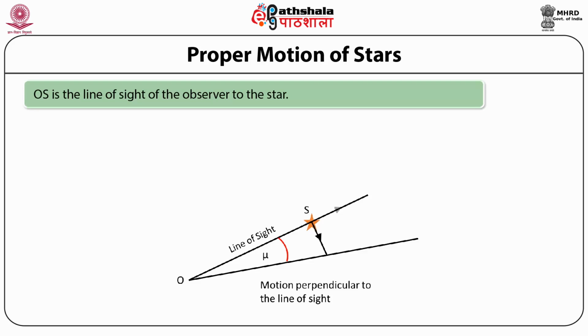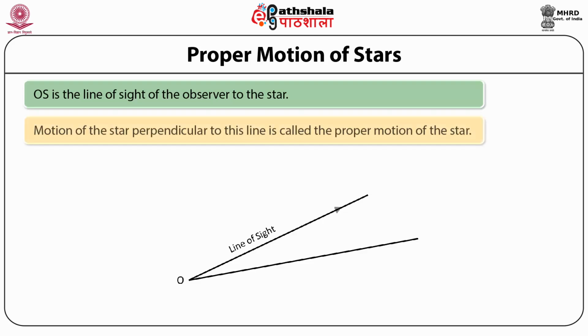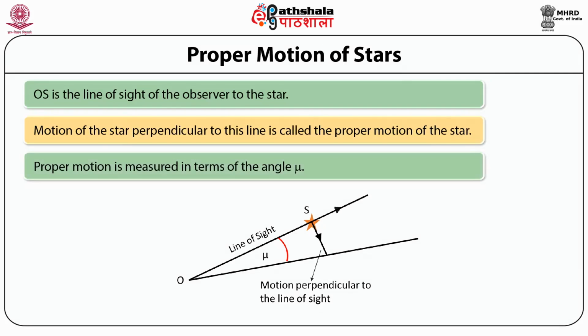It has some velocity. The velocity vector of a star can be broken down into two components. One component is in the direction of the line of sight. This is called the radial motion of the star. The other component, which is perpendicular to the line of sight, is called the proper motion of the star. The proper motion of the star in this picture is denoted by the Greek letter mu. Proper motion is measured in terms of angle. This is a small angle measured in arc seconds per year.